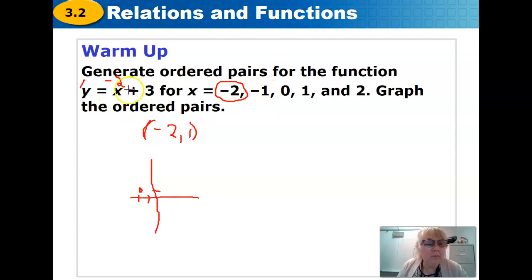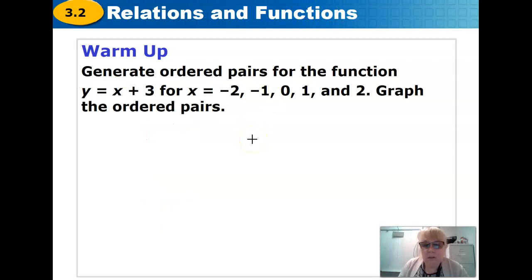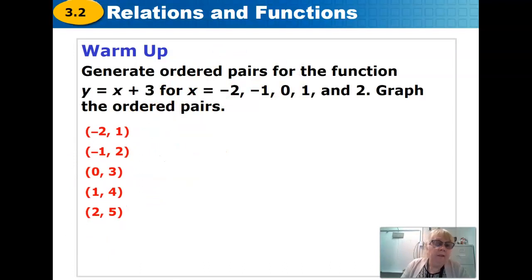-1, you're going to get 3 minus 1 is 2. So I'm going to erase this. There we go. Here's our 5 ordered pairs.